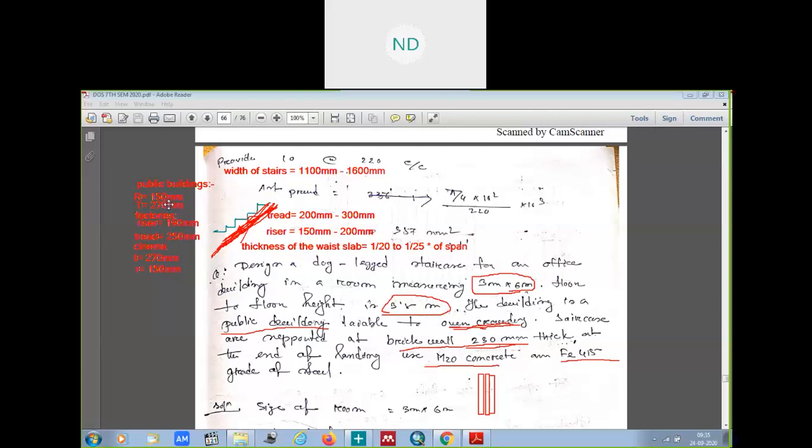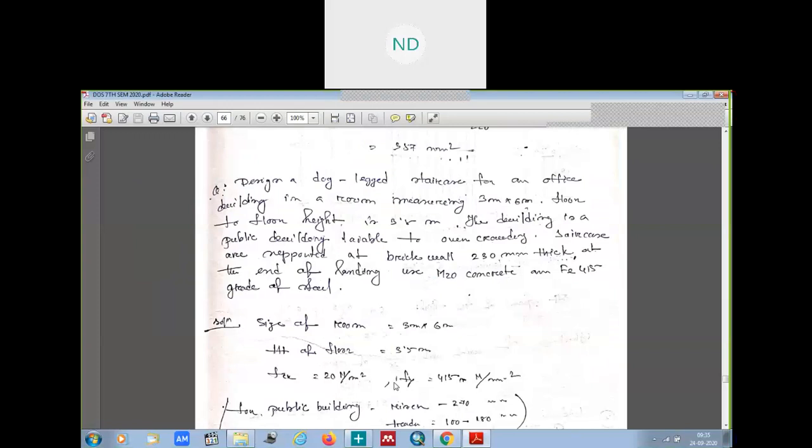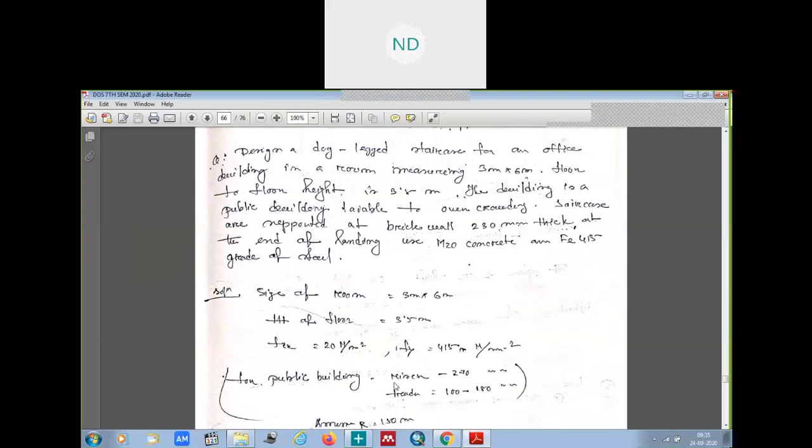We can assume, because we know our tread is between 200 to 300, so let us take the maximum value for this particular question. We'll assume the tread to be 300 mm and the riser to be 150 mm. Why are we taking the horizontal portion, the tread, to be more, 300 mm? Because this is overcrowded, so we'll take the maximum one.